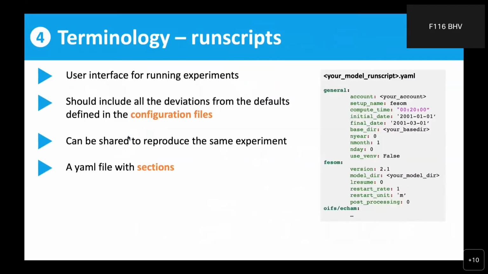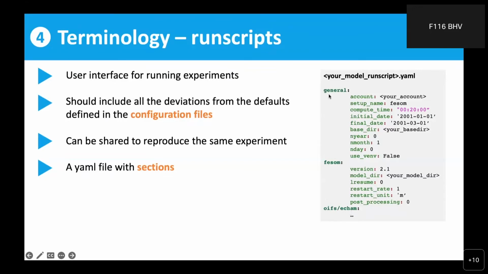Okay, so the run scripts. We already looked at what the run scripts are, and we also defined what a YAML file is. So it wouldn't be surprising for you to see this type of structure. What we have here is a dictionary called general, that contains a set of variables. And then we have another dictionary called FESOM. And we are going to have one for OpenIFS and for ECHAM, et cetera.